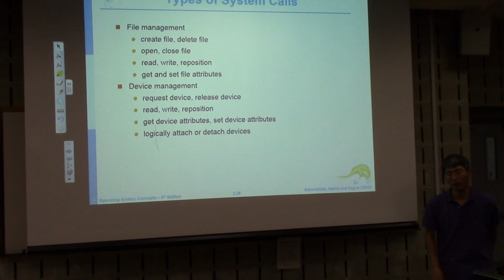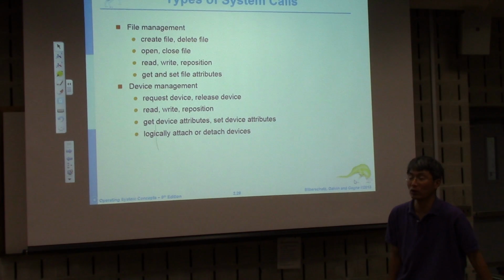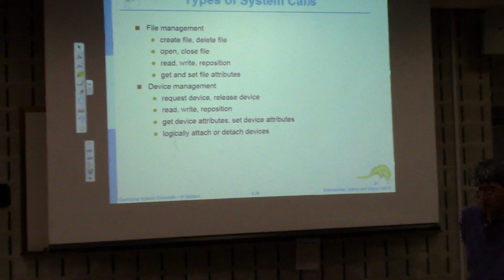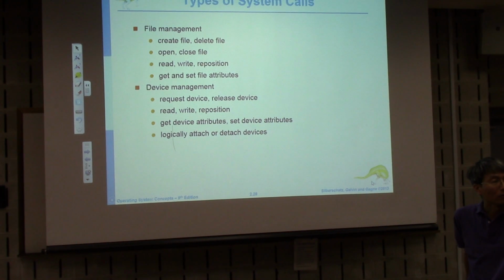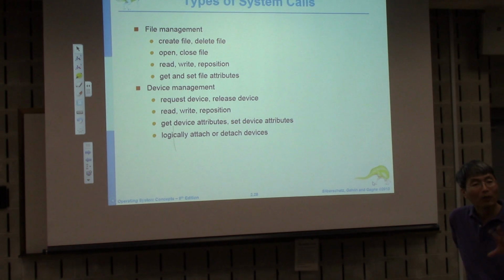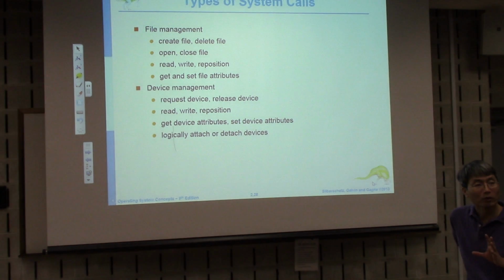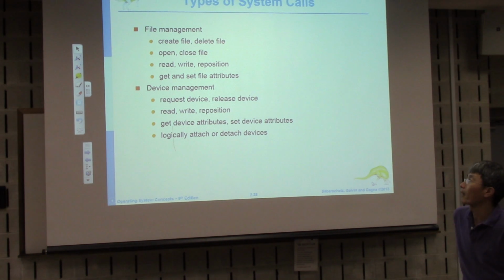Another category of system calls is file management. Using such system calls, you can create a file, for example, fopen. To create a file, you can use fopen, or delete the file, remove, and open the file or close the file. You can then read the file with various options. You can open the file with the read-only option, or sometimes you can open the file with read and write option. So it's a parameter value.